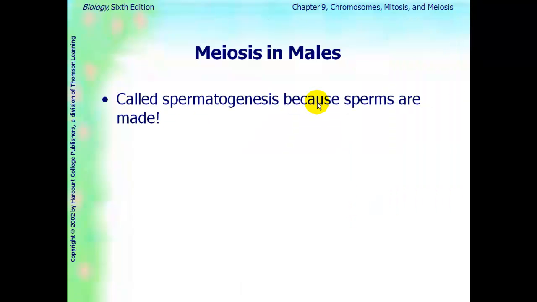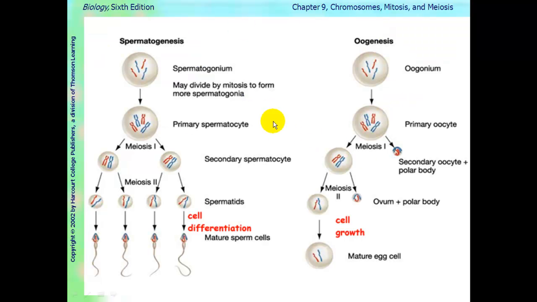In males, it's called spermatogenesis, the making of sperm, because sperms are made. Produces 4 live sperm. Everything is even and equal. So here's a comparison side by side. In spermatogenesis, it's called the spermatogonium. It may go through mitosis to form more spermatogonium.